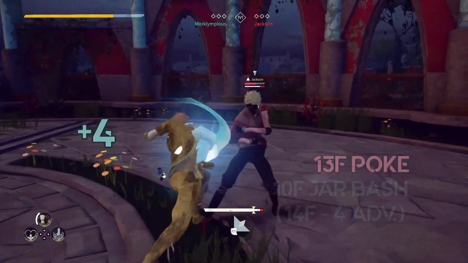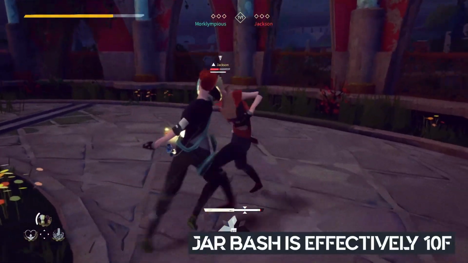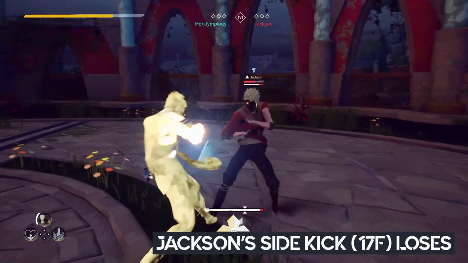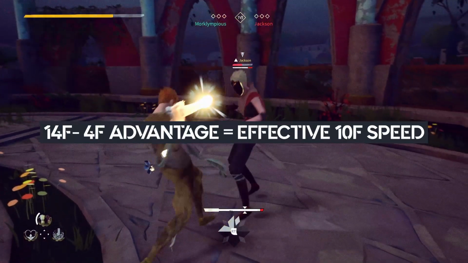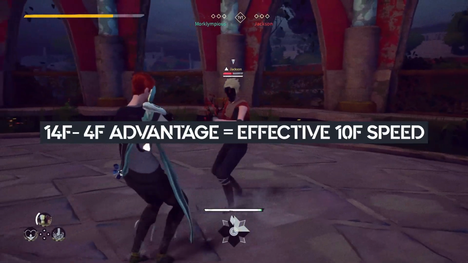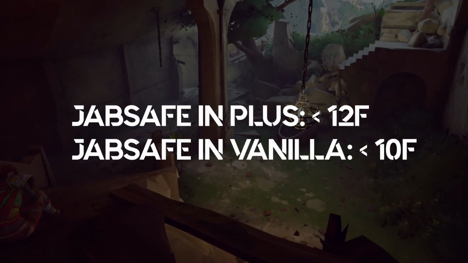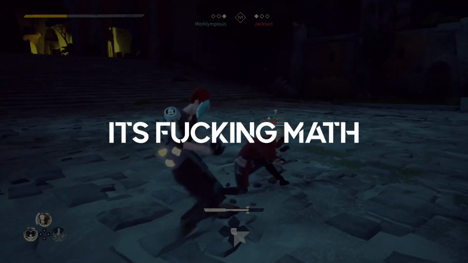However, getting around this is easy because we have an alternate attack. So as long as my attack on someone's guard can get me enough advantage to make my next move jab-proof, I have a safe way to continue my pressure. Jaw Bash is an excellent pairing here because it's 14 frames, meaning plus 4 on block from cleaver will get me down to an effective 10-frame Jaw Bash. In Plus, this is perfectly jab safe. In vanilla, you might get some trading behavior every once in a while. But it's all just math.